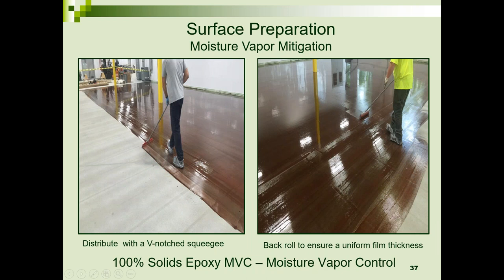And moisture mitigation, typically that is remedied with a 100% solids epoxy product. The material is applied to a clean prepped surface. It is back rolled. You want a uniform thickness and you want a surface without voids or pinholes. You don't want to give that moisture any opportunity to escape from underneath that membrane. Next slide.